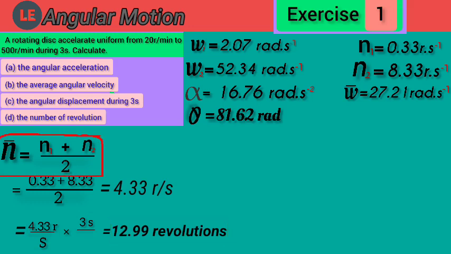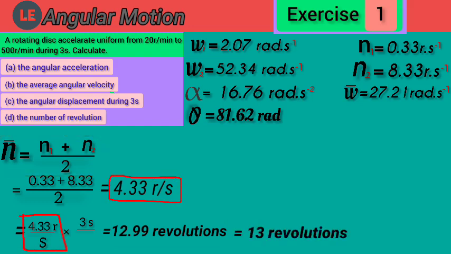Note, this is the average number of revolutions per second, which we then multiply by the time given to get the exact number of revolutions.